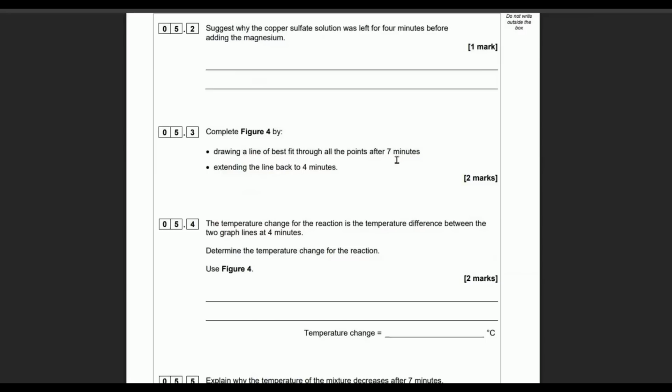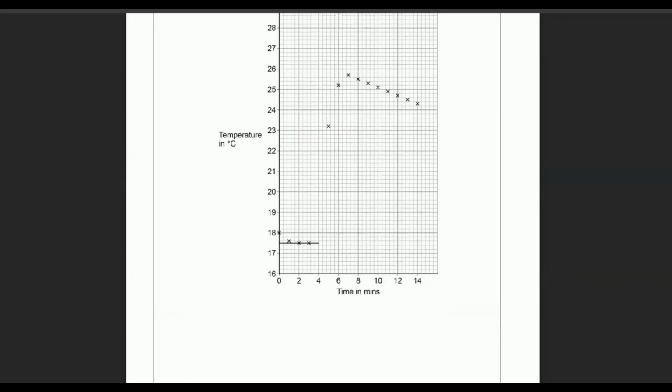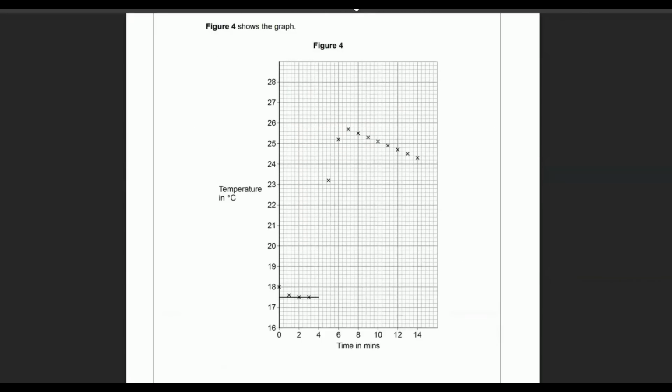You're drawing a line of best fit through the points after 7 minutes. So on the right hand side of the graph, you want to extend the line going back till it reaches 4 minutes. The temperature change for the reaction is the temperature difference between the two graph lines at 4 minutes. Determine the temperature change for the reaction. So I'm going to go up here and I'm going to make this a little bit bigger.